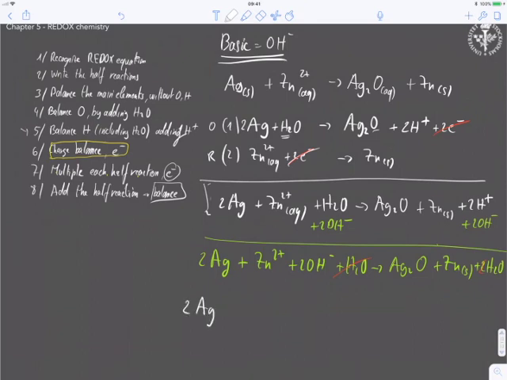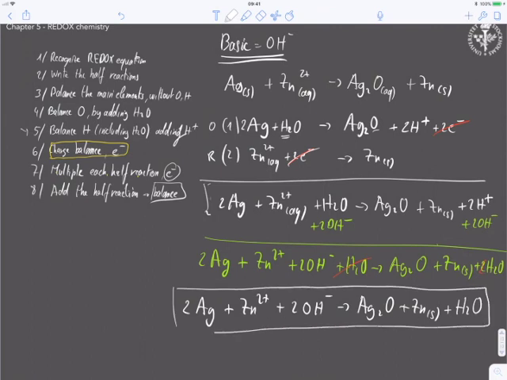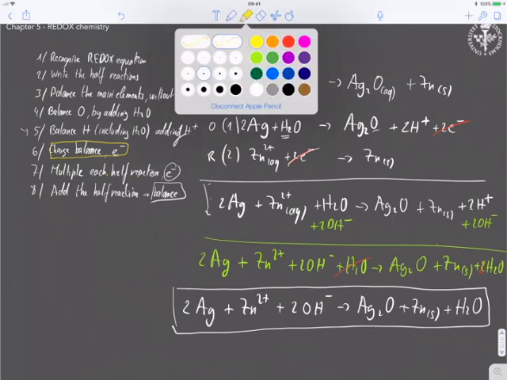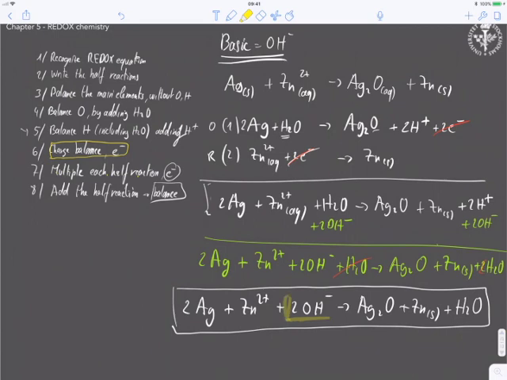That gives the final balanced redox equation with 2 silver plus zinc 2+ plus 2OH- will give you silver oxide plus zinc solid plus 1 H2O, and this is your balanced redox equation in a basic condition. You see that in this condition you are consuming alkalinity, you are consuming OH-. So this has a potential, without buffering, to decrease the pH.